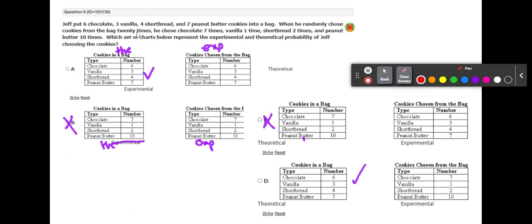He reaches into a bag 20 times. He chooses 7 times chocolate, vanilla 1, shortbread 2, and peanut butter 10. So now my numbers need to be 7, 1, 2, 10. Nope. That's the experimental probability. So the correct answer was D. These numbers match the theoretical. These numbers match the experimental.